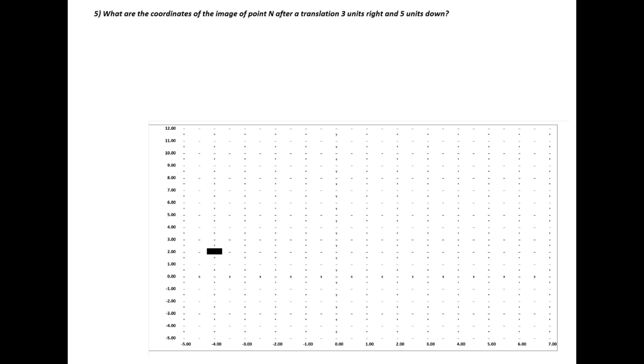Moving on. This is our last one. What are the coordinates of the image of point N after a translation 3 units right and 5 units down? Well, what in the world is a translation, Mr. Lunsford? Well, a translation means you're moving, okay? Literally, the word translation means moving across, some kind of movement. The word lateral, yeah.